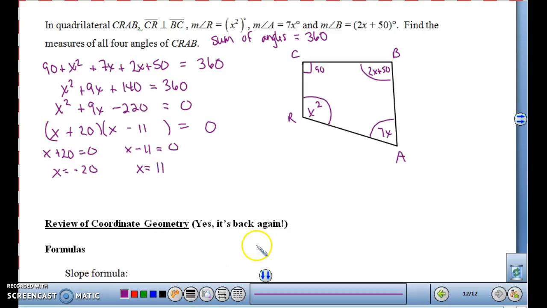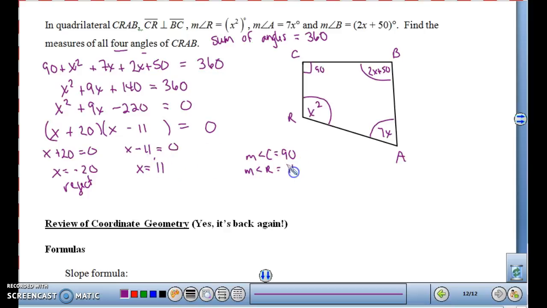Okay, so now we have to answer our questions. Find the measure of all four angles. All right, we know angle C is equal to 90, so we know that one's 90. Angle R is going to be which one of these? Well, we could use negative 20 here, but would negative 20 work on the other ones? No, so we'd have to reject this one. So x is going to equal 11.